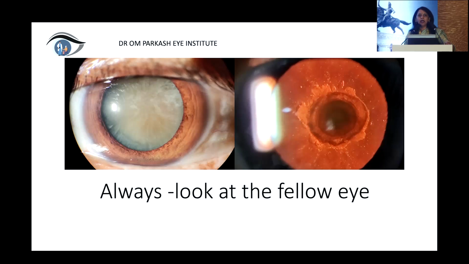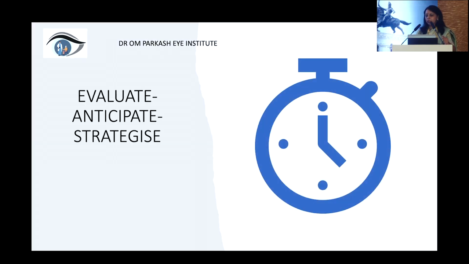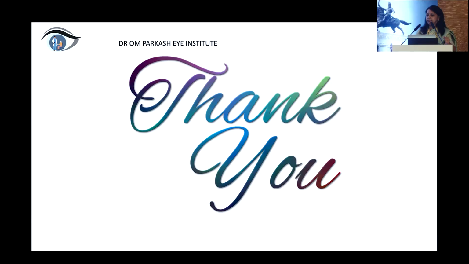So always have a look at the other eye, otherwise you would have missed many things while doing these cases. We have to plan the surgery like we are planning a posterior polar cataract. ASOCT will definitely help in these cases. So we have to do the risk analysis: hypermature cataracts, zonular dialysis. Trupti, please sum up. Yes. So just evaluate, anticipate, and strategize. Thank you, sir.